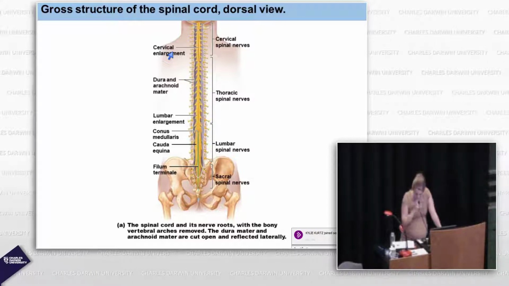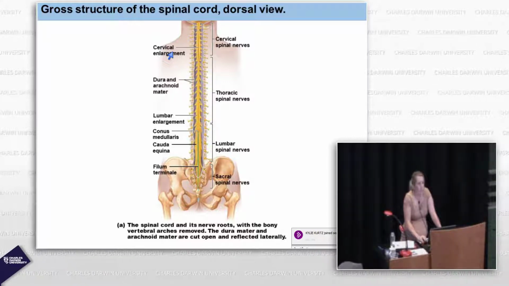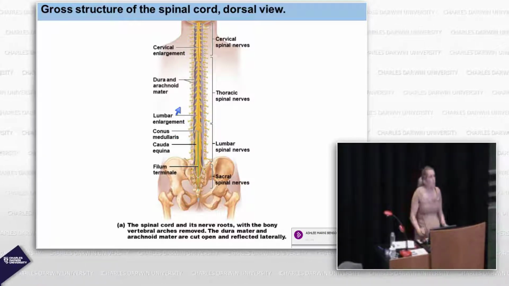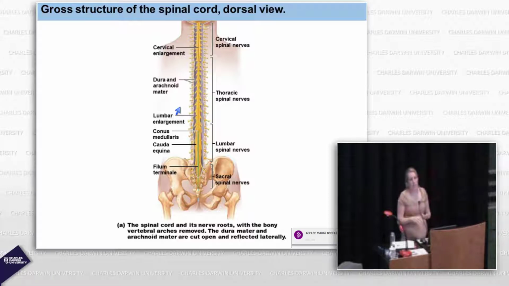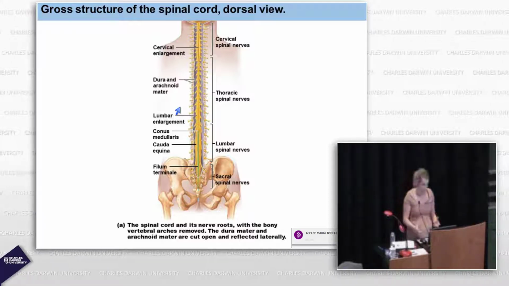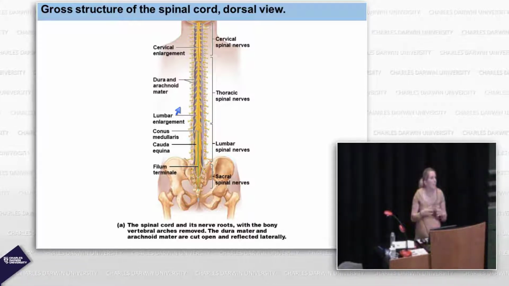You can also see here we've got 2 areas of enlargement, the cervical enlargement here and the lumbar enlargement a bit further down, and that's because that's where all the nerves will travel out to our arms and our legs. So there's a lot more nerves to supply the skin and muscles of the extremities, so we therefore have a bit of an enlargement in these areas to encompass all those nerves.